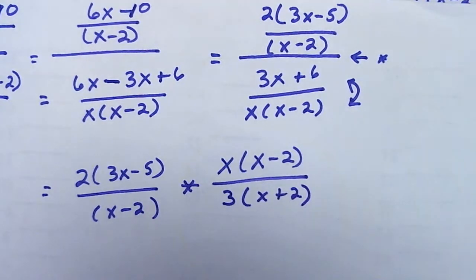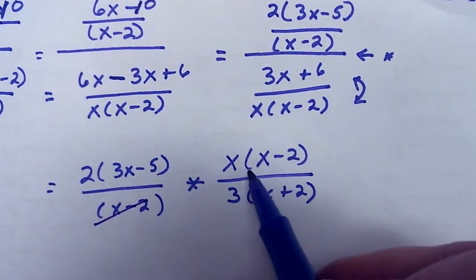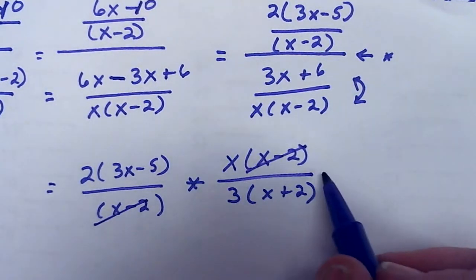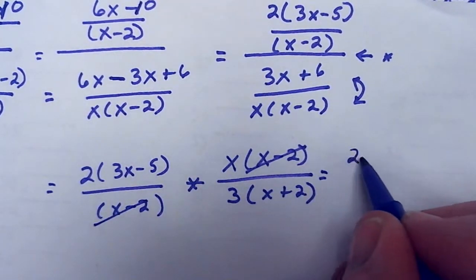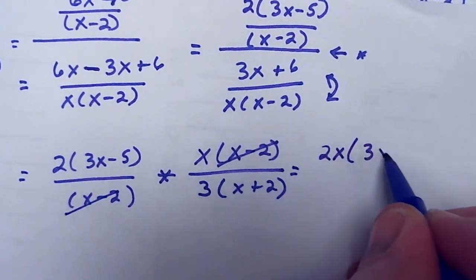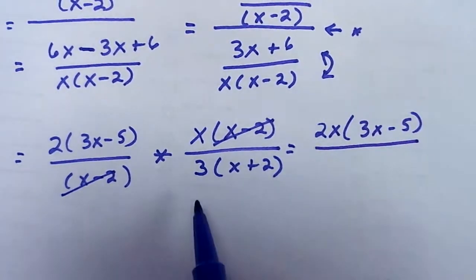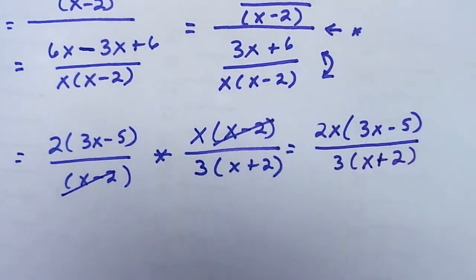All right, after all of that, I can go ahead and cancel common factors. x minus 2, x minus 2. Well, that looks like all we can do. Nothing else matches. Here we have 2x times 3x minus 5. Put them in a nice order like that. Bring all the monomial parts out front. Then 3 times x plus 2. So that entire problem simplifies down to 2x times 3x minus 5 over 3 times x plus 2.